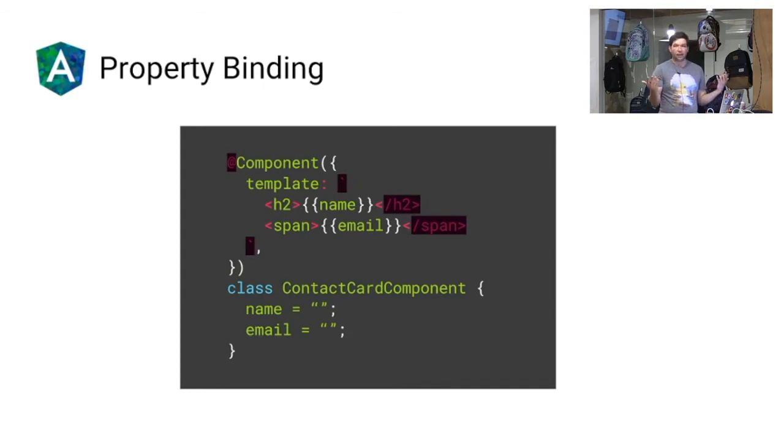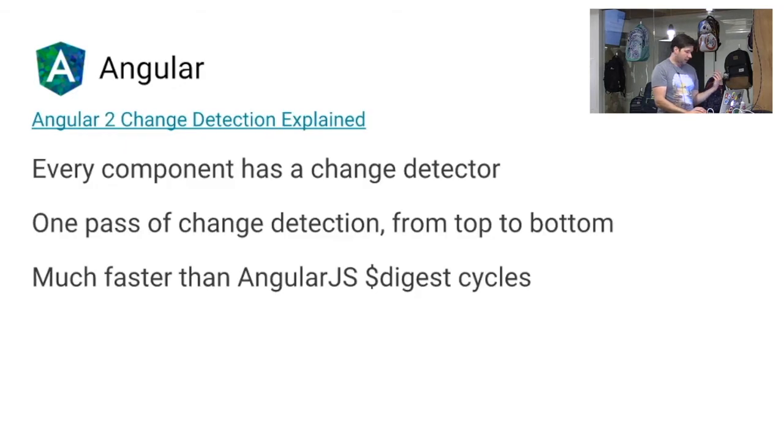So if you've done an Angular application, you know what that looks like, right? These are template bindings. So in this case, Angular knows the contact card component has its own change detector that knows that if name or email change, then it needs to update that template, right? And update that point of the DOM. So every component in Angular has a change detector.